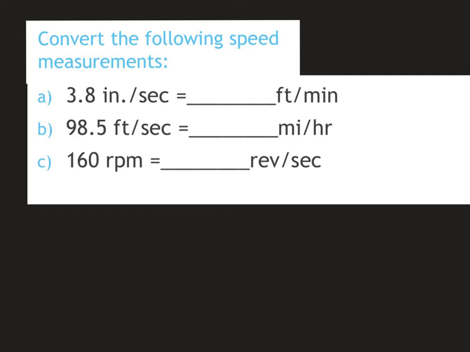Here are some for you to try. I want you to pause the video, take some time to try these 3 speed measurement problems, and then you can start it back up to see the answers. Any questions that you may have, please put that in our Unit 1 questions channel. So our answers here are 19 feet per minute, 67.2 miles per hour, and 2.7 revs per second.